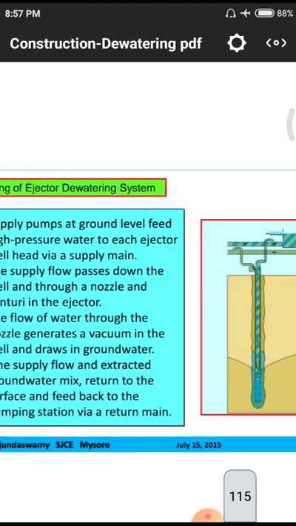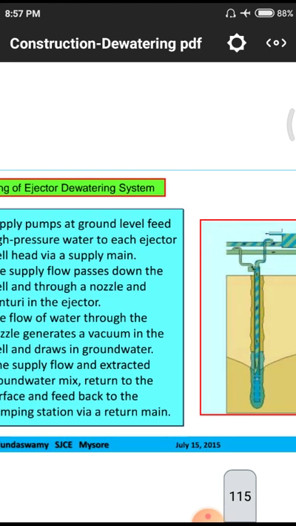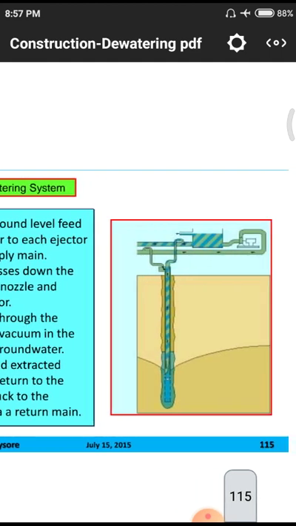This is the total ejector dewatering system, how it works. This is the typical diagram. One is the main pipeline system, another one is the vacuum pipeline system. From the main pipeline system, we need to draw down the water at a higher depth. On the other hand, we have this vacuum pipeline system. Those will directly create some vacuum pressure onto the borehole, so that the water will be lifted very easily. These are the two pipeline systems. The motor having one pipeline system and another having a vacuum pipeline system.